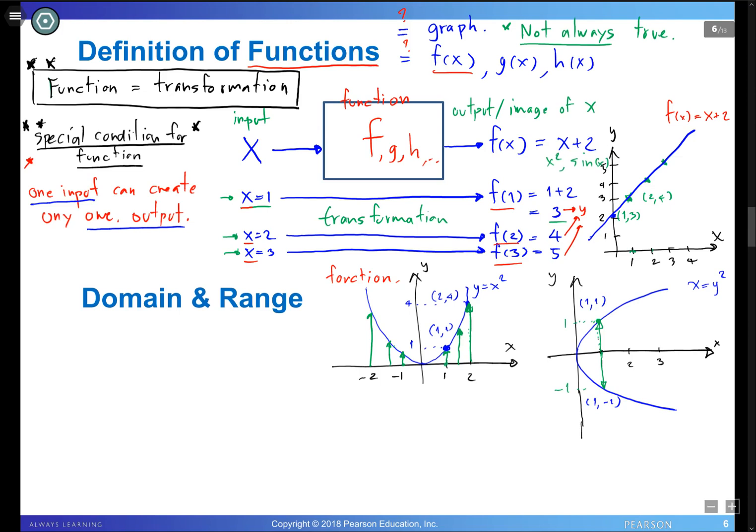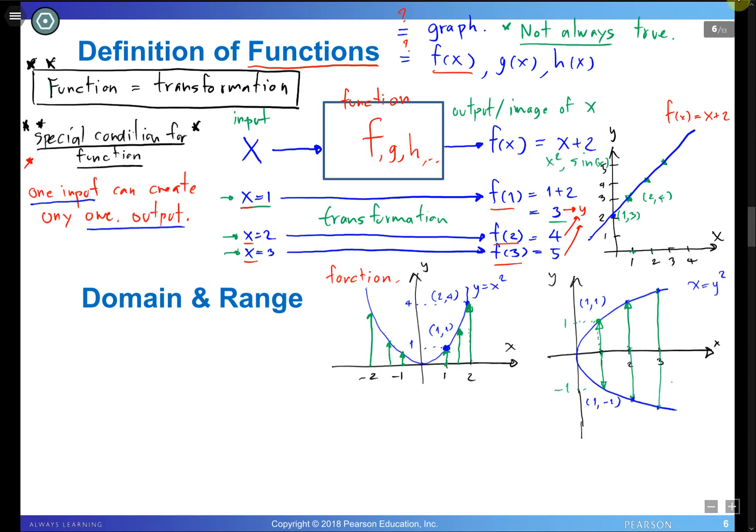Same thing here. One value of x equal to 2 leads to one value of output right here, and another one down here. So we have two of them. Again, same thing with x equal to 3. One output up here at square root 3 and down here at minus square root 3. So two outputs. So what you see right here, multiple outputs.